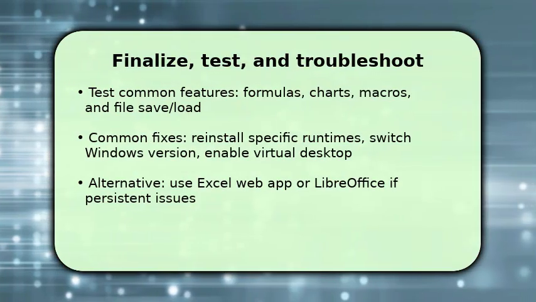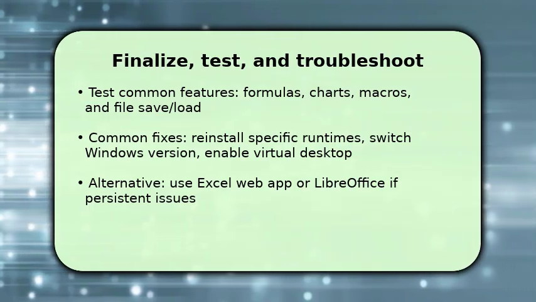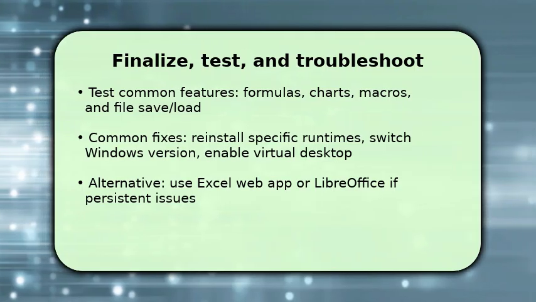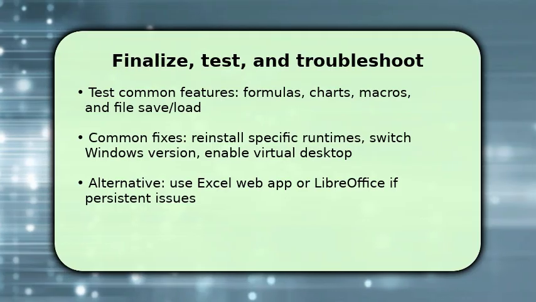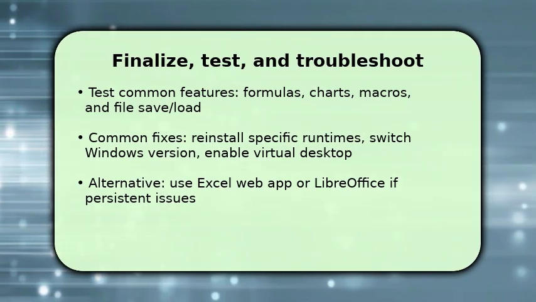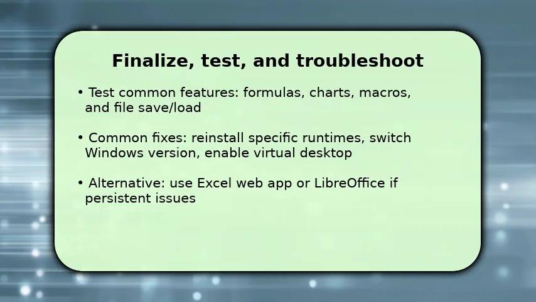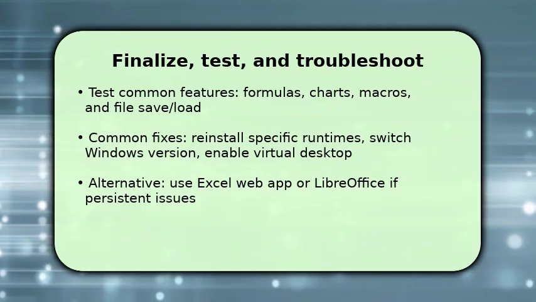Finally, launch Excel and test typical workflows. Open files, check formulas, charts, pivot tables, and macros to confirm functionality. If errors appear, reinstall the specific runtime via Winetricks, toggle the Wine Windows version, or enable a virtual desktop to fix graphical glitches. Make sure file associations and printer settings are correct.